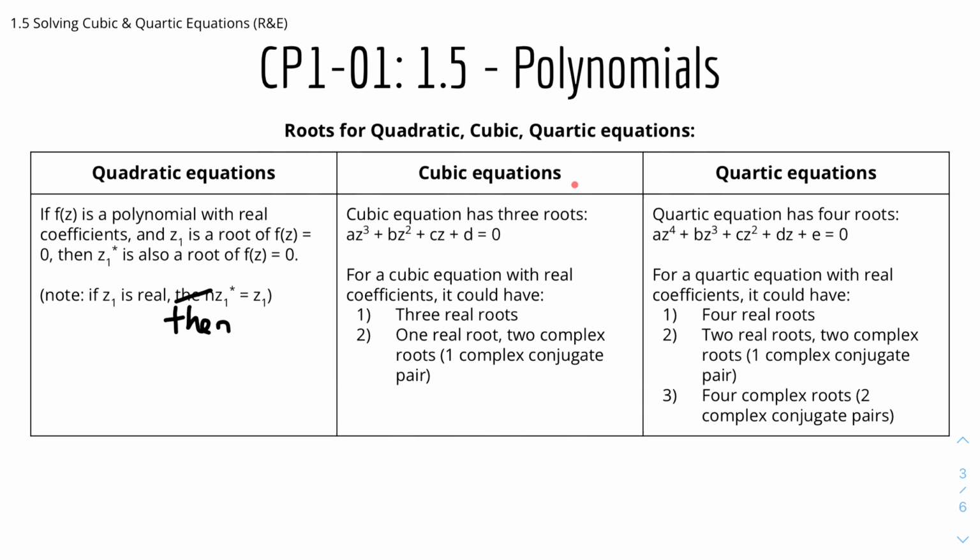And now we have cubic equations. So cubic equations have 3 roots, and it's in this form az^3 + bz^2 + cz + d = 0. And as mentioned, for a cubic equation with real coefficients, it could have 3 real roots or 1 real root plus 2 complex conjugates. And for quartic equations, it has 4 roots, and it's in the form az^4 + bz^3 + cz^2 + dz + e = 0. And for a quartic equation with real coefficients, it could have 4 real roots, 2 real roots and 2 complex roots, or 4 complex roots.